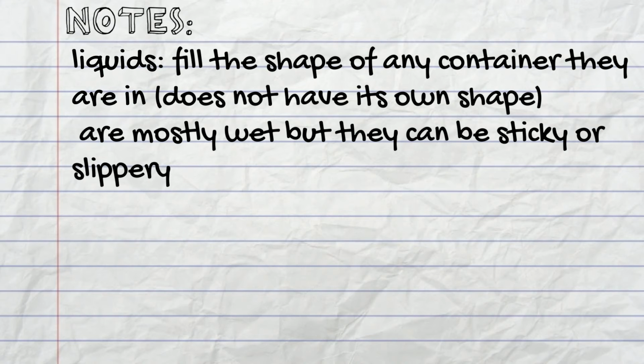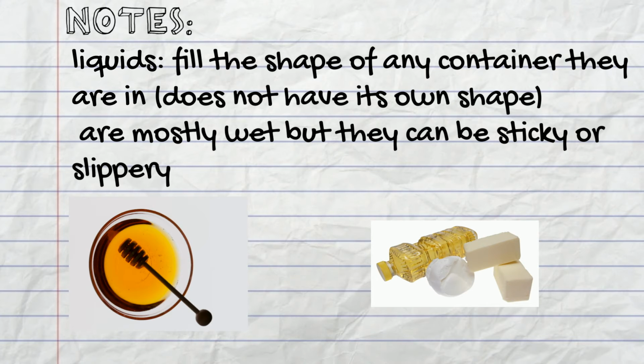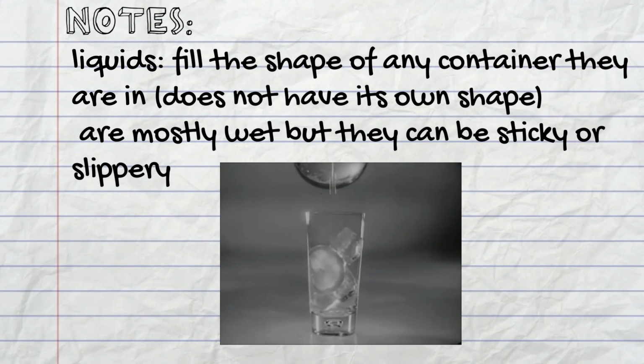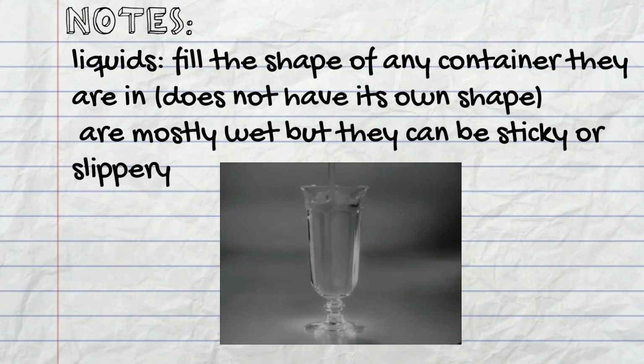Liquids fill the shape of any container they're in, so it does not have its own shape. Liquids are mostly wet, but they can be sticky, such as honey, or slippery, like oil. So when you pour water into a small rectangular container, it will fill up the container from bottom to top, taking its shape.